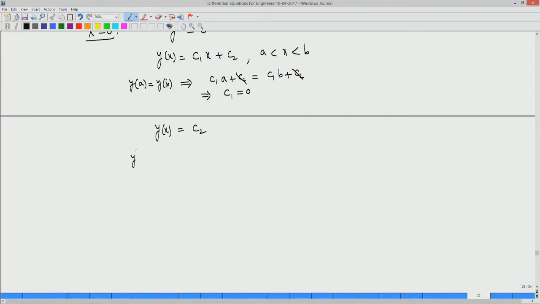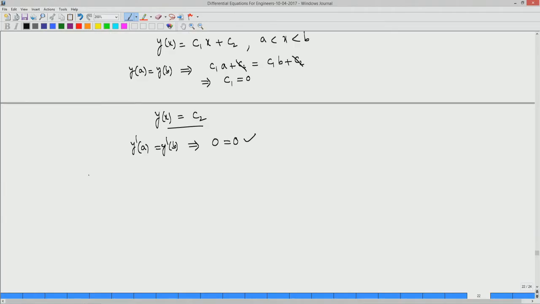And now clearly y dash of a equal to y dash of b. If you apply this to the general solution, this will give me 0 equal to 0, satisfied. So for eigenvalue 0, y of x equal to constant is a non-zero solution. If I choose my C2 as non-zero, that is the solution actually satisfying the equation when lambda equal to 0 and the boundary conditions. So choose C2 equal to 1.